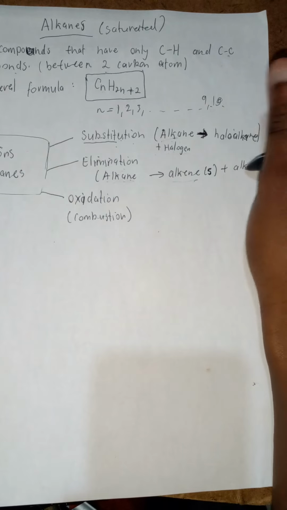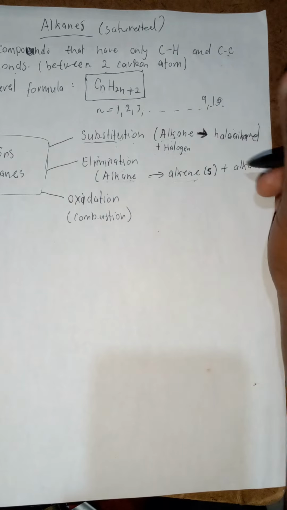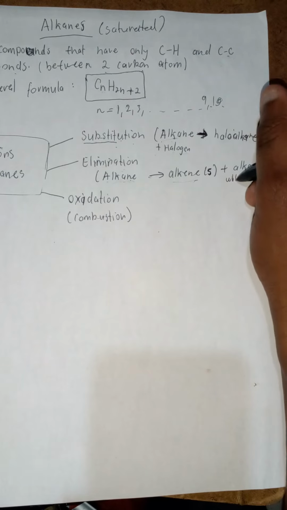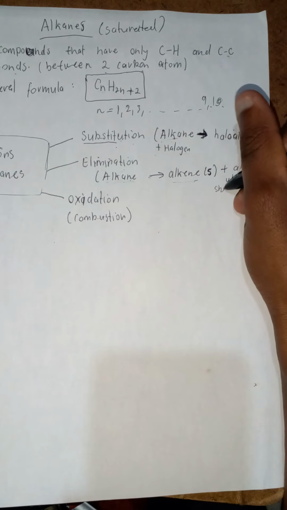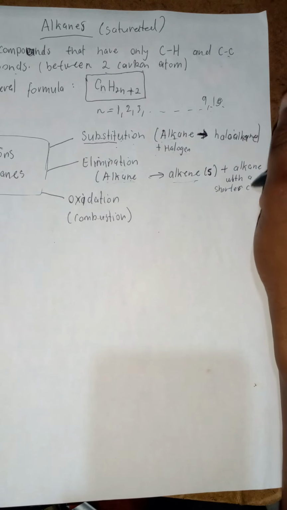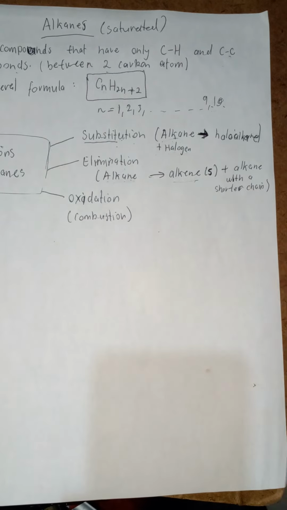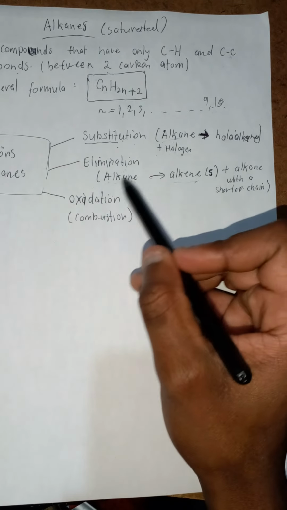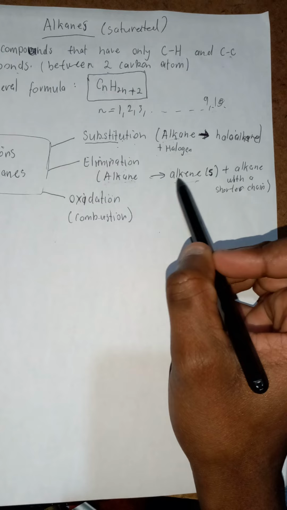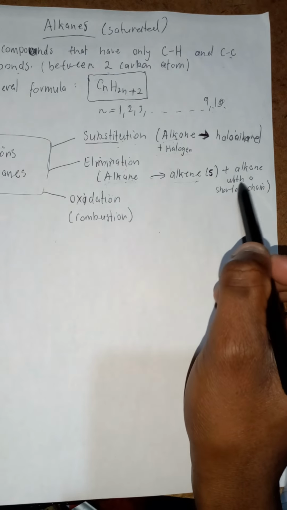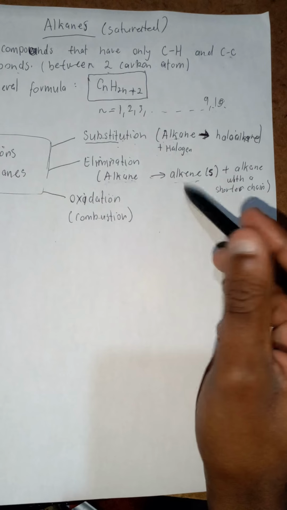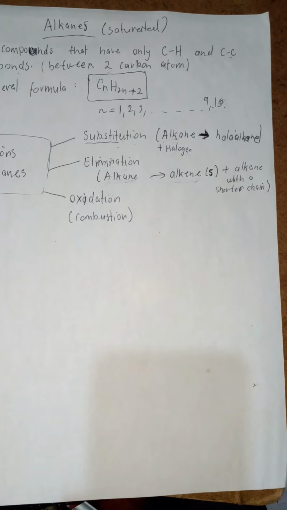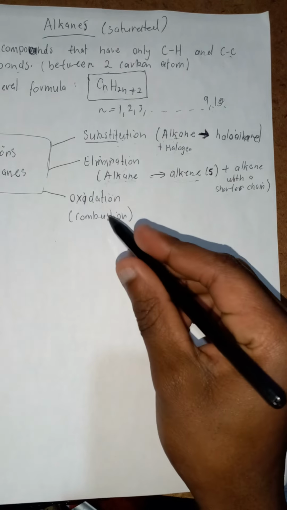But this alkane here is now different from this one. Why is it different? Because it is an alkane with a shorter chain. So basically an elimination is a reaction, a decomposition of an alkane decomposing to form an alkene plus an alkane with a shorter chain. So this is an elimination reaction, and we are going to take a look at one of the examples in a moment. And then the last one is oxidation.